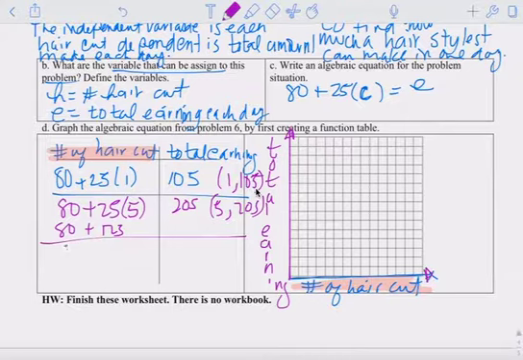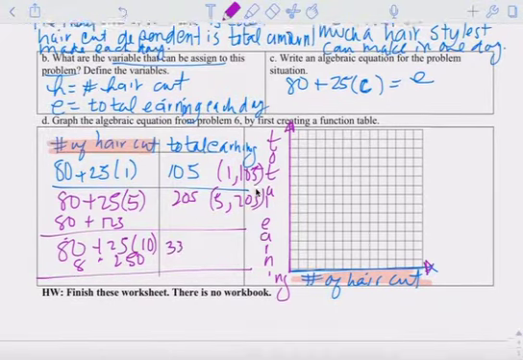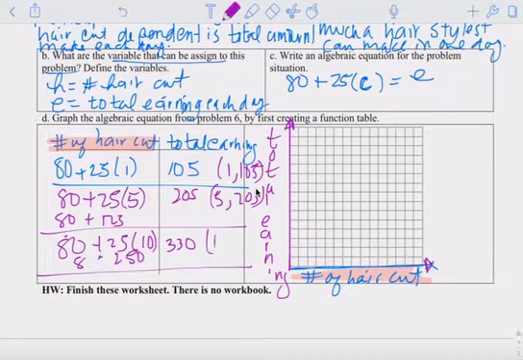Say 80 plus $25 per haircut. Let's say you cut 10. You were really busy. It's 250 plus 80. You've made a total of $330. So for 10 haircuts, you made $330. You input 10 haircuts, and you get out of it $330. I think I did the math right.